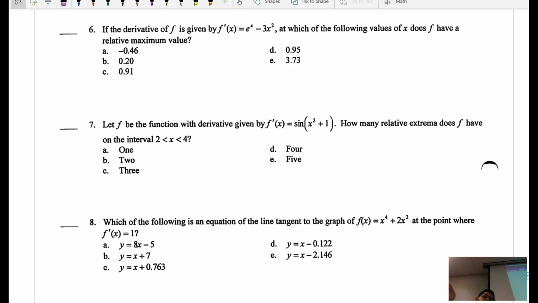Yes. What does a relative max for f look like? For f, increasing to decreasing. For f prime, positive to negative. So we want to see where this function f prime changes from positive to negative.